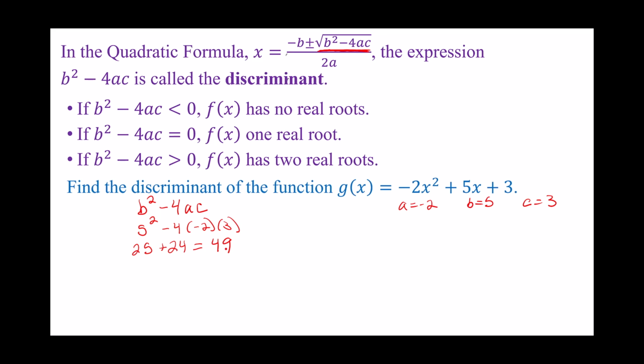So our discriminant is 49, which is greater than 0. So for this function, there are two real roots, which means there will be two x-intercepts when we graph this function.